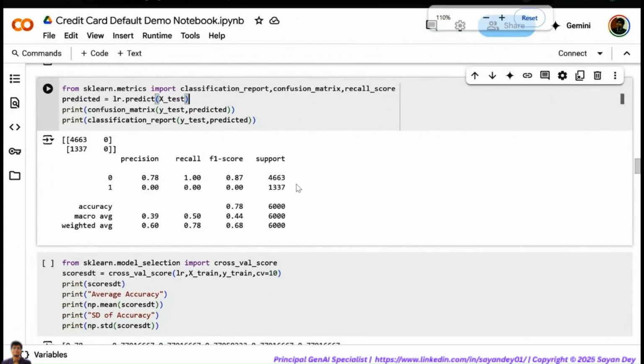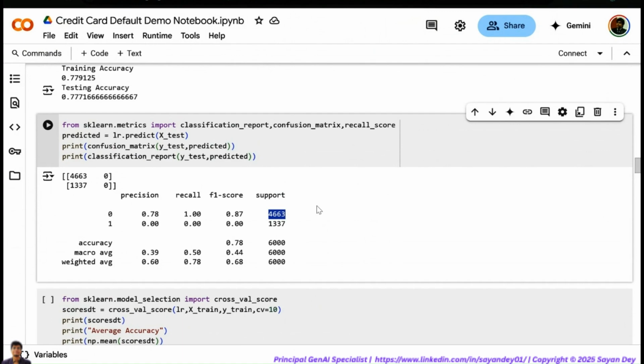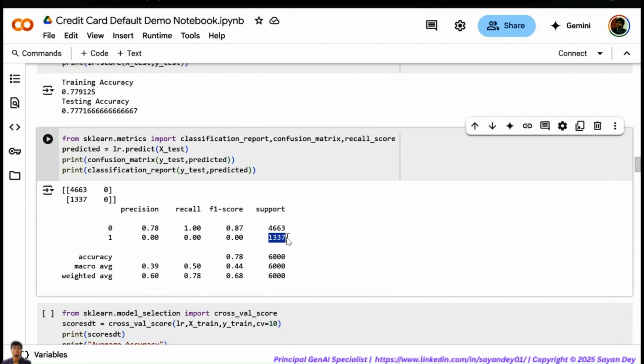And in the classification report, you can also further see the support values. Support values are 4663, 1337. These are the actual number of records. So there are actually 4663 zeros. There are actually 1337 ones in the data set.